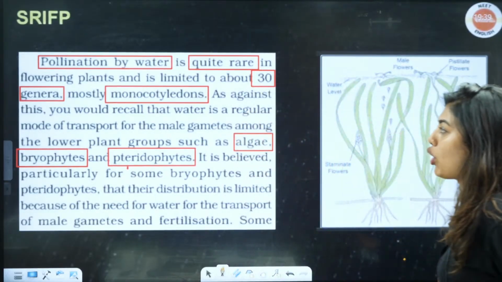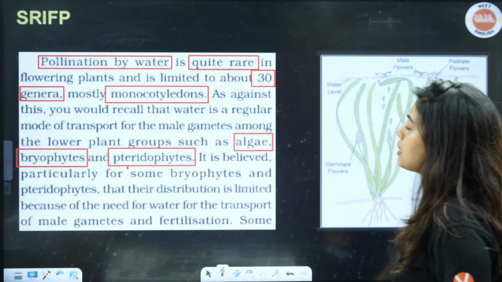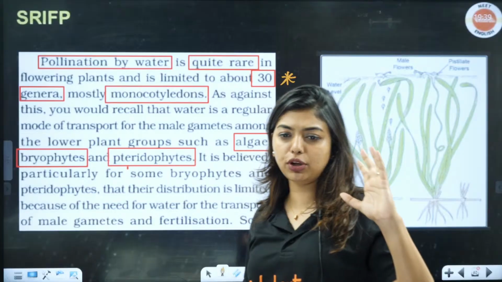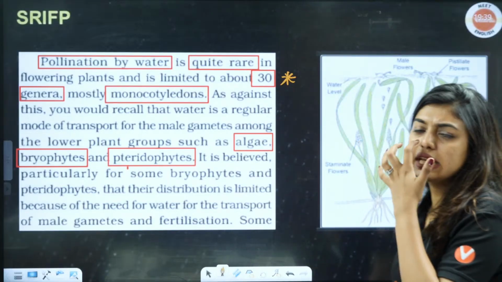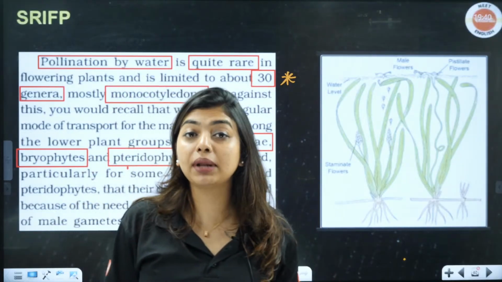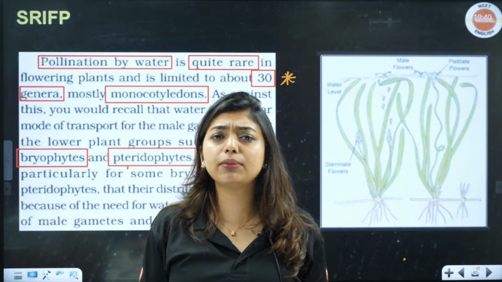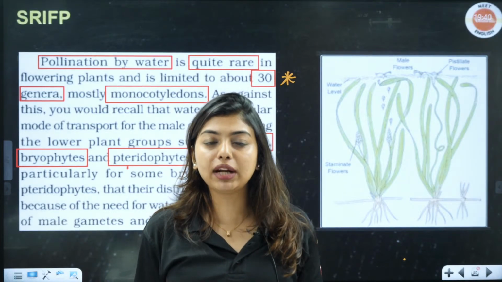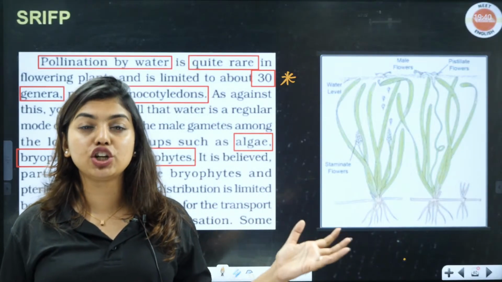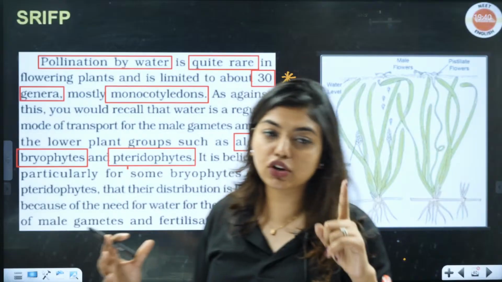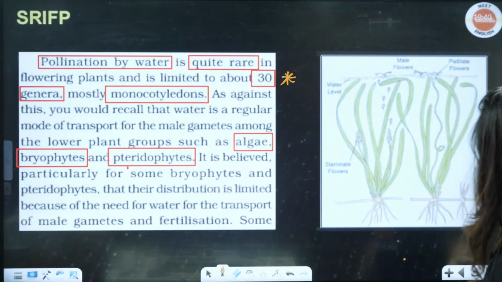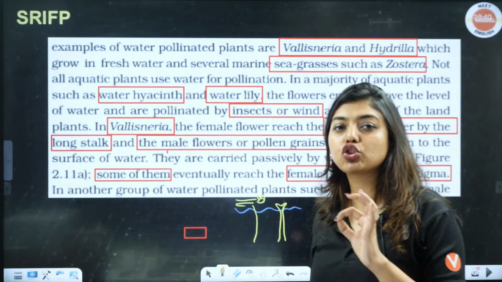Now, pollination by water is quite rare in flowering plants and it is limited to about 30 genera. That means only 30 of them do this water pollination. It is very rare. Because students, you know bryophytes and pteridophytes, and we call bryophytes the amphibians of the plant kingdom. What does that mean? They need water and land to complete their life cycle. So that is why bryophytes are not completely spread over, because they need water. But wherever water is there, they are there. So water pollination is very rare.